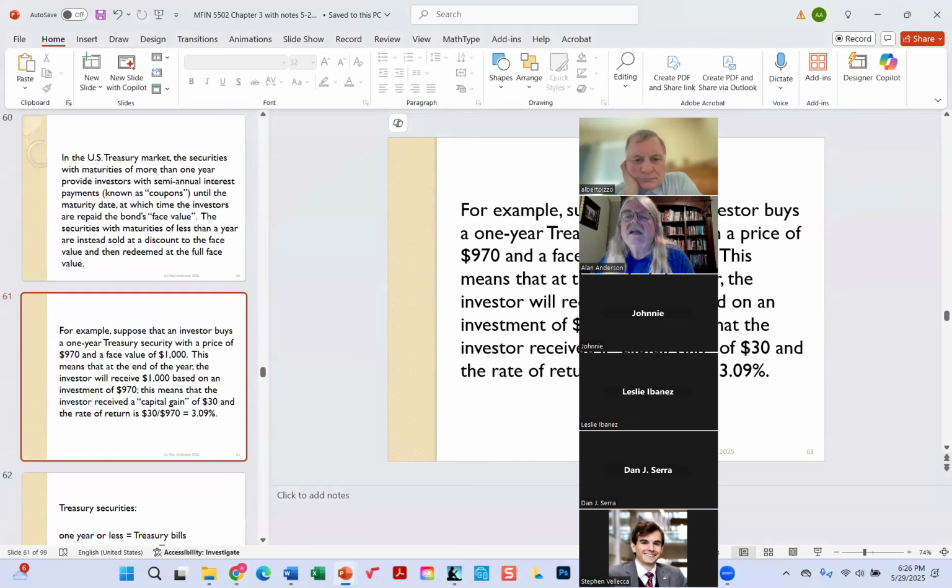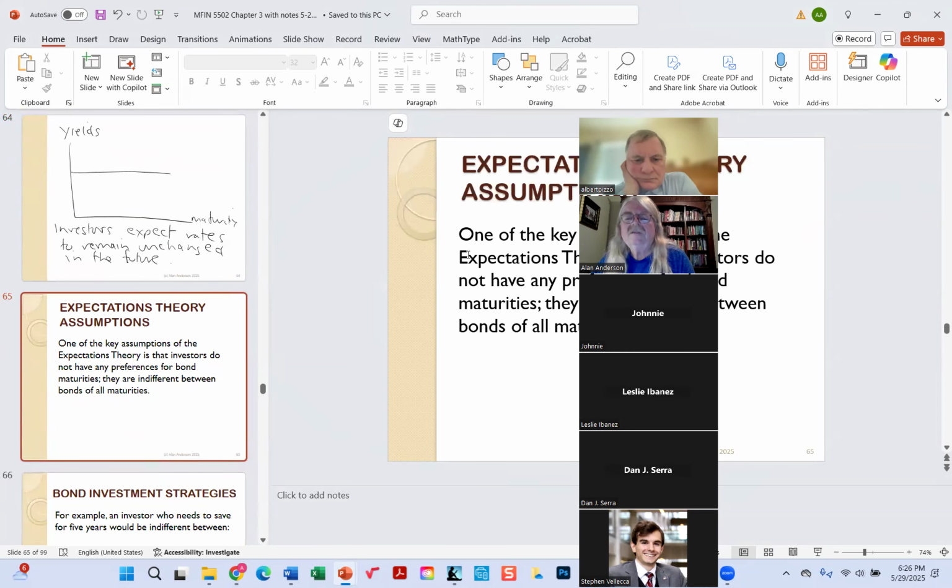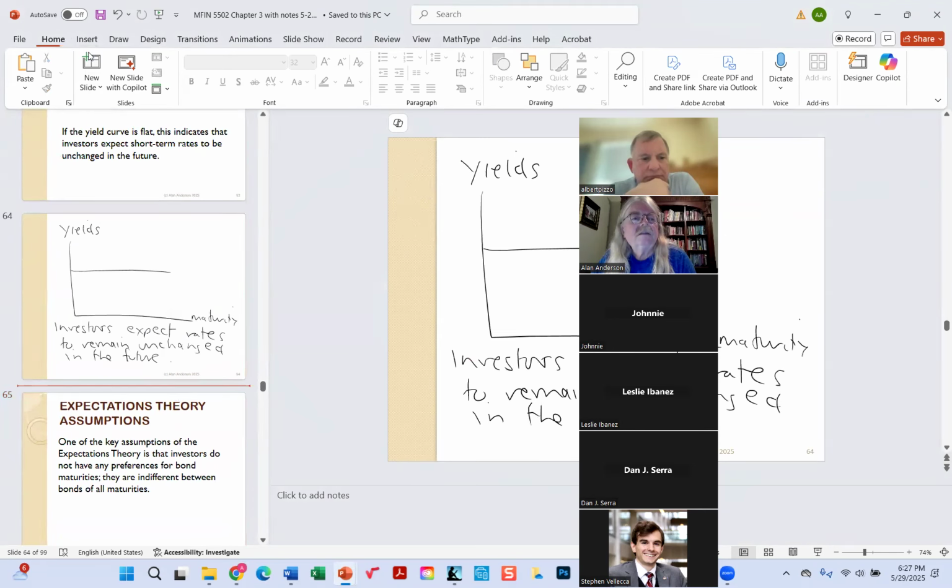Anyway, so with the expectations theory, the idea here is that investors are owning the bonds. Of course, they'll maximize their rate of return, but the reason why long rates are higher than short rates is because investors expect rates to go up in the future. And that means in order to hold longer term securities, they need to be compensated with a higher rate of return.